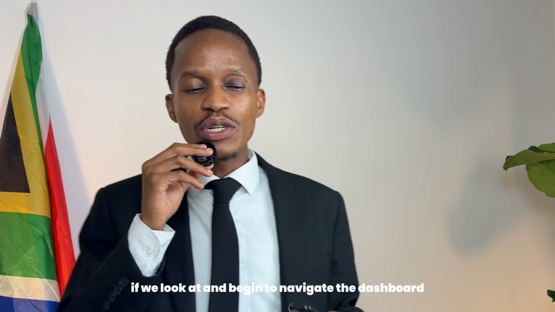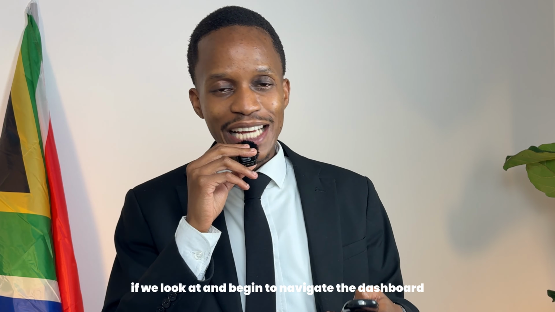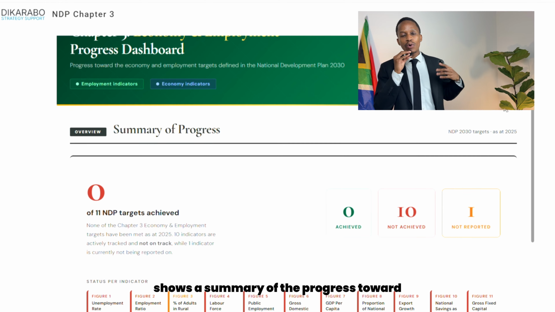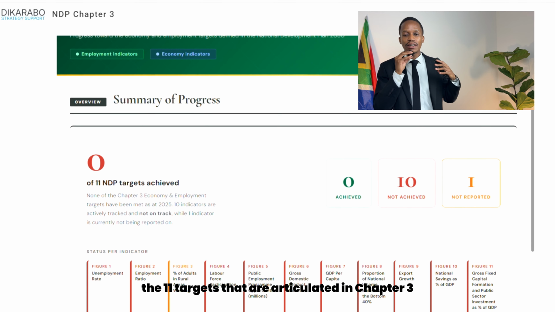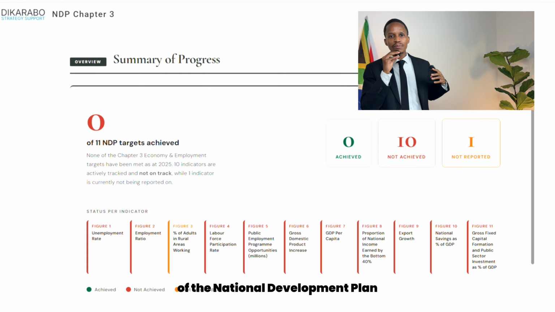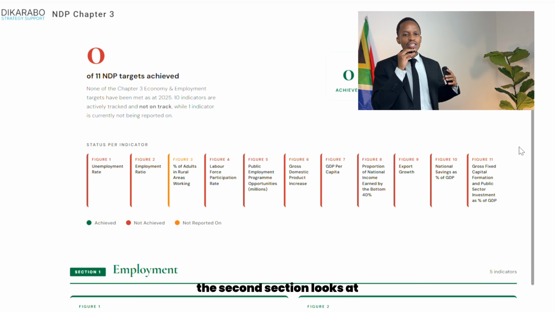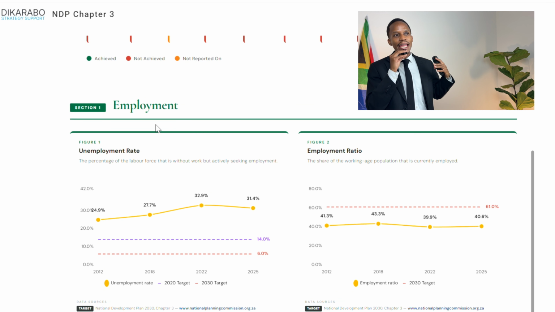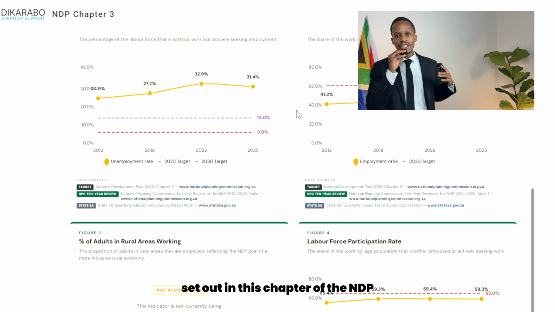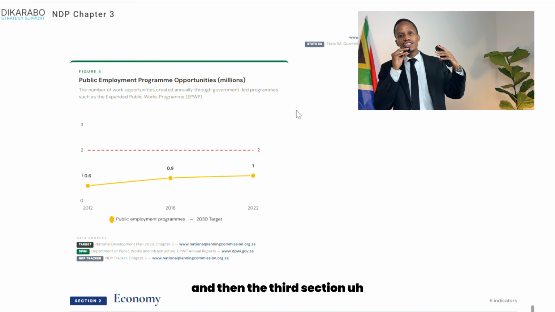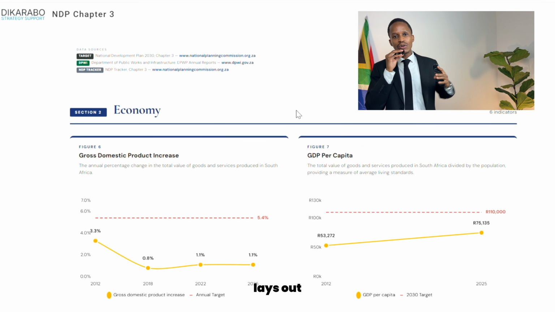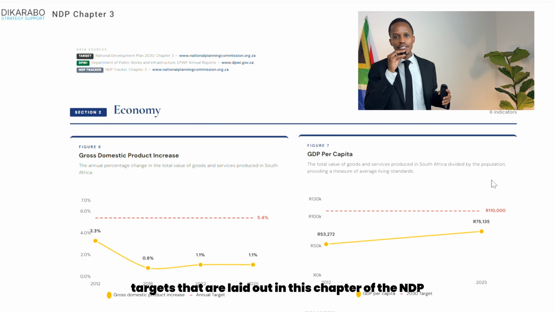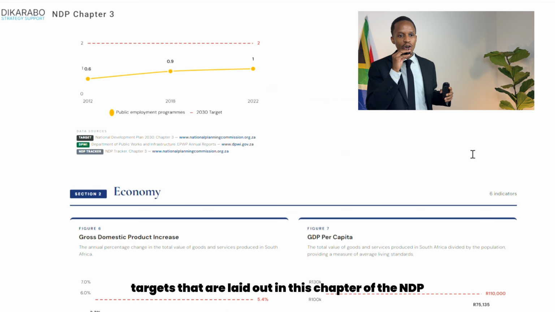If we look at and begin to navigate the dashboard, we see that there's 3 main sections. The first section shows a summary of the progress toward the 11 targets that are articulated in Chapter 3 of the National Development Plan. The second section shows the progress toward the employment-related targets set out in this chapter of the NDP. And then the third section looks at the progress toward the economy-related targets that are laid out in this chapter of the NDP.